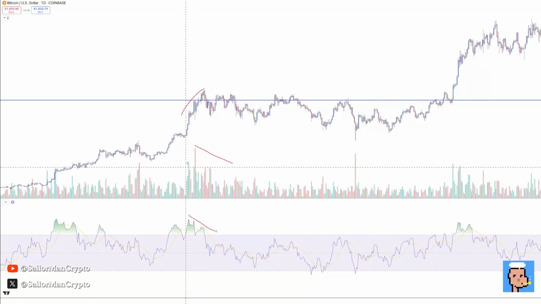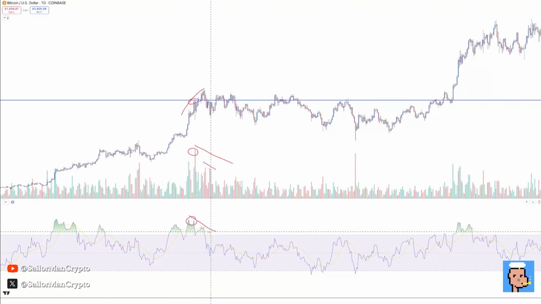So if you see, this level here was the high that we also had in the volume, this level here, and the subsequent highs were with decreasing volume and with decreasing RSI. So again, at this level, we did get the drop and the move down.